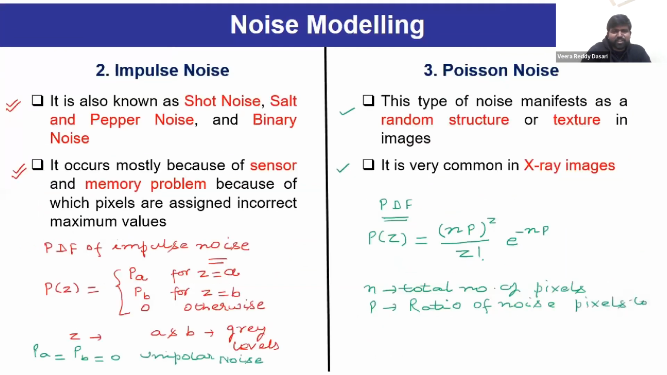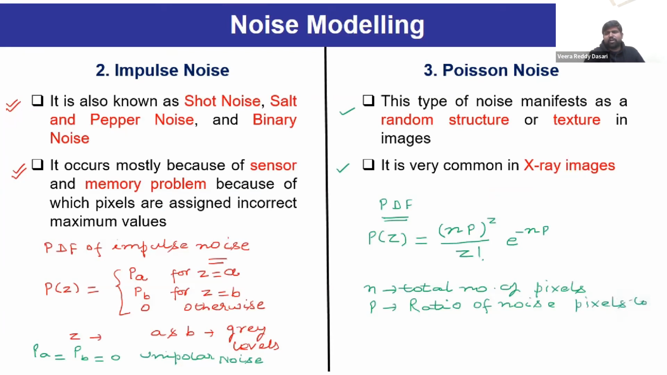And impulse noise is also known as shot noise, binary noise, salt and pepper noise. The problem with impulse noise is that it mostly occurs because of a sensor problem or memory problem, because of which the pixels are assigned incorrect maximum values. This point also you can add. We discussed impulse noise in the 3 slides, so this point you can add there.